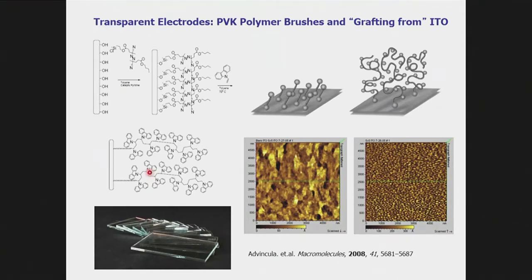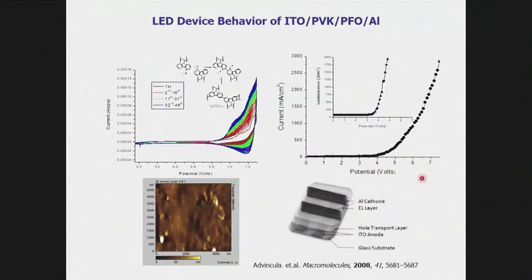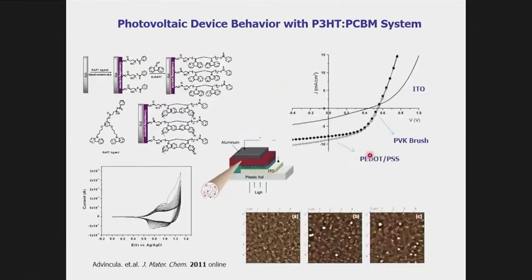So what we've done is we have grafted these polymers, and as you can see here, a big change in the roughness, from a very rough ITO to a smooth ITO. But more importantly, that ITO contained a hole transporting material, which makes it useful for efficient devices like LEDs. So in this case, by doing this treatment, we are able to make a low voltage device. Or in terms of improving the performance of a photovoltaic device, we match the performance of PEDOT:PSS, which is a very common hole transport layer in bulk heterojunction devices.